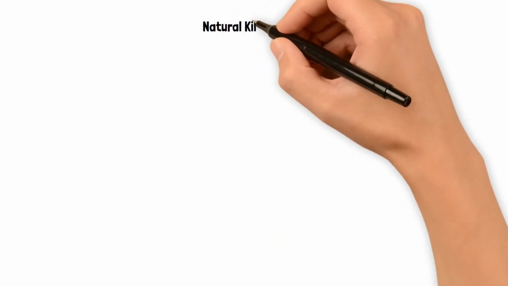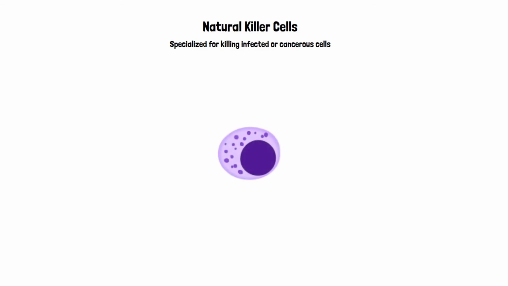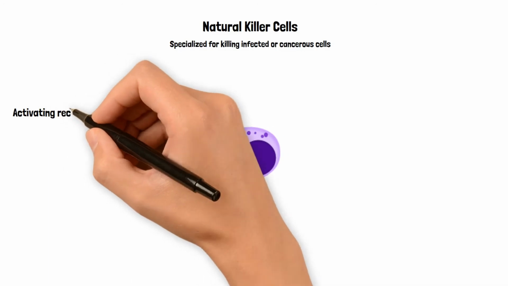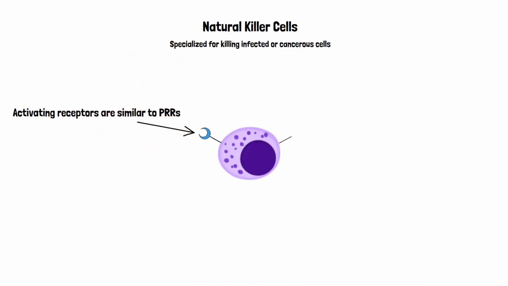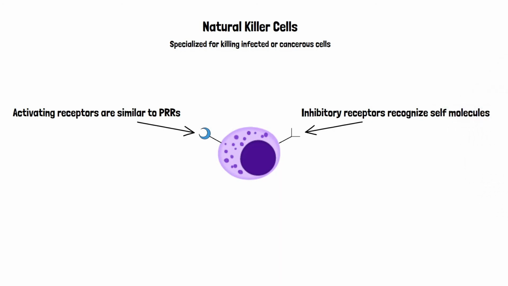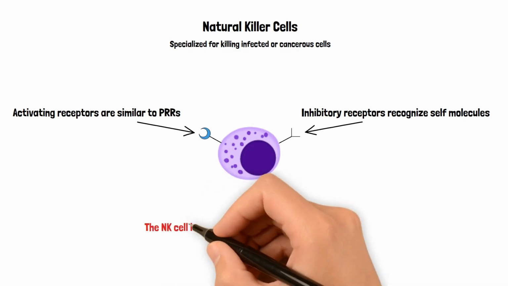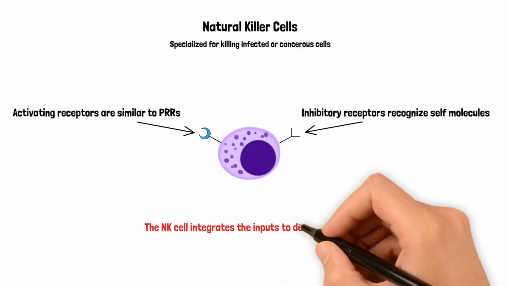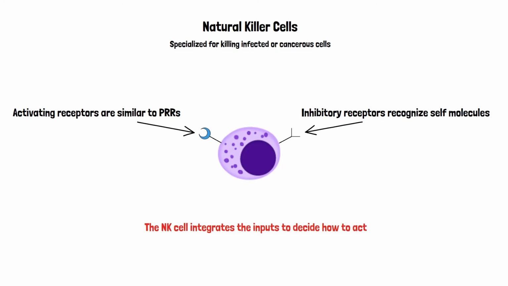The natural killer cells span across the innate and acquired immune systems. They are cells specialized for killing infected cells or cancerous cells. They have two kinds of receptors. They have activating receptors similar to PRRs. They also have inhibitory receptors that will recognize an individual's MHC1 molecules, preventing the NK cell from destroying what it considers a normal cell. The NK cell balances the two inputs to determine if it activates or is inhibited.